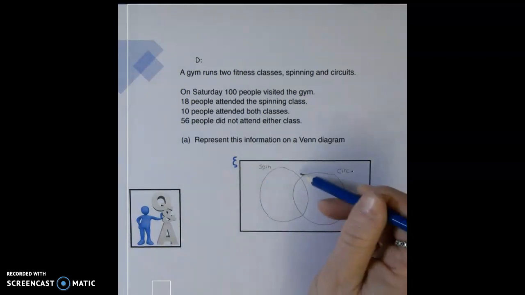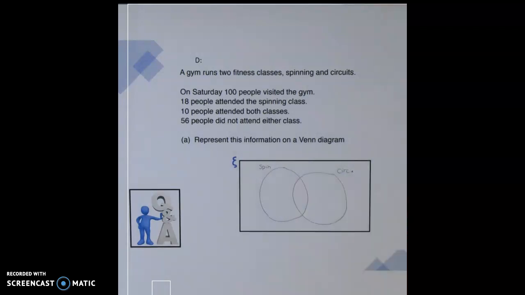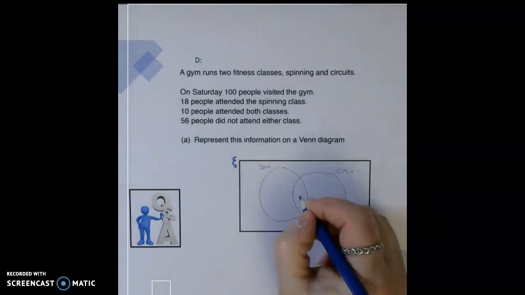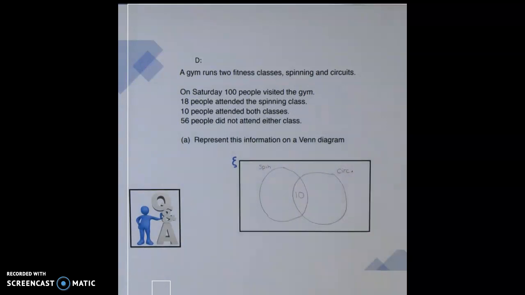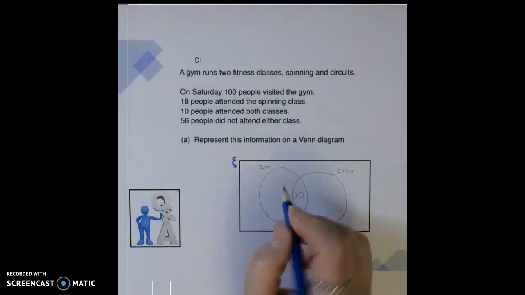So the intersection part are the people who attend the spinning classes and attend the circuits, and we know that that is 10 people. 10 people go to both classes. And we know that 18 people attend the spinning classes. Now this is where you need to be a little bit careful when you're doing Venn diagrams, because we don't just put 18 people in here.